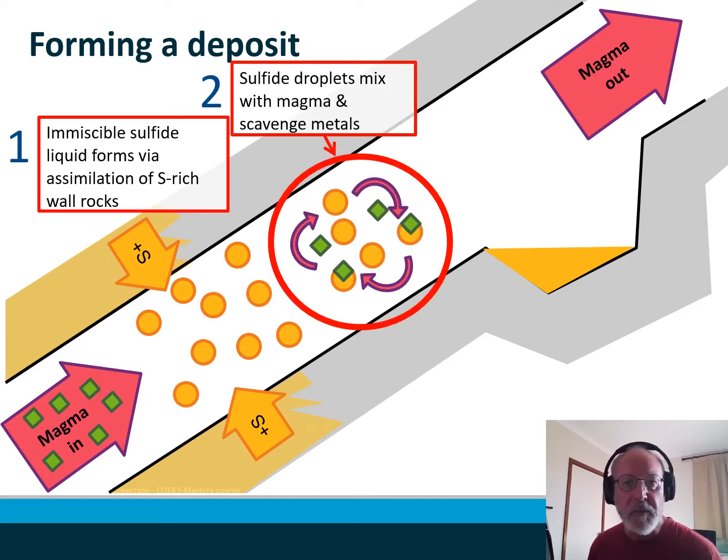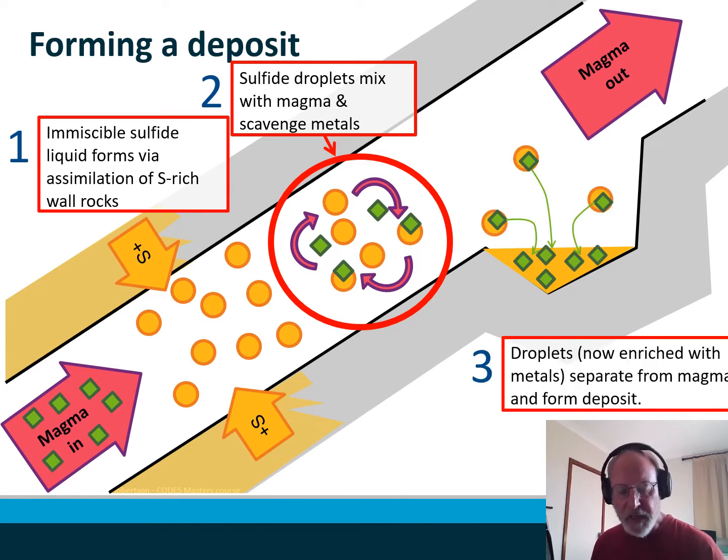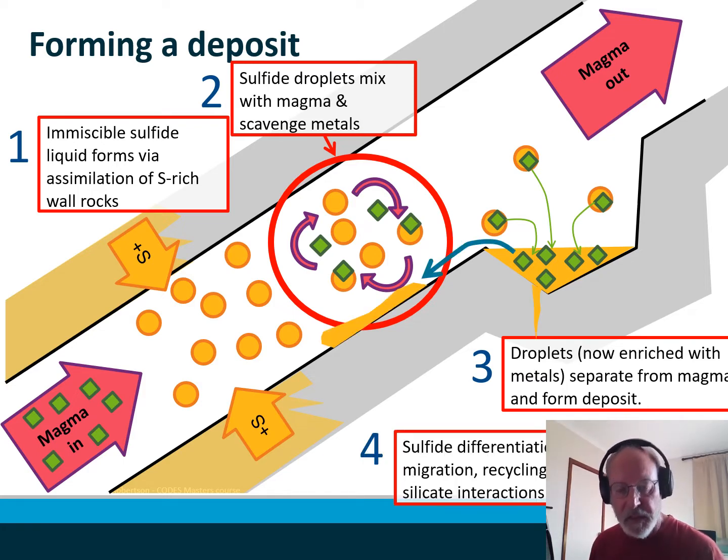Then those sulfide droplets mix with the magma, and they scavenge the metals. And then we get to the bit which is really what we're going to be talking about in this lecture, and that's the process by which we're actually extracting the sulfide from the magma to form the deposit. The evidence for that process is in the ores themselves. So this lecture is really about looking at the ore textures and understanding how we can infer from them some of the processes that are involved in actually making the ore deposit in the first place.